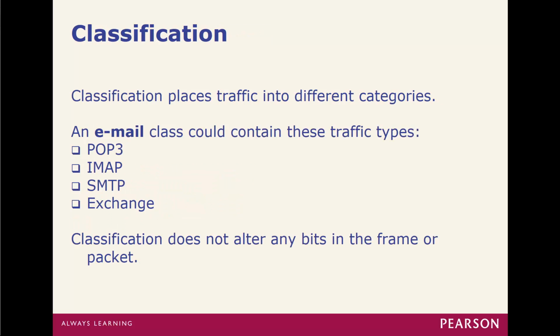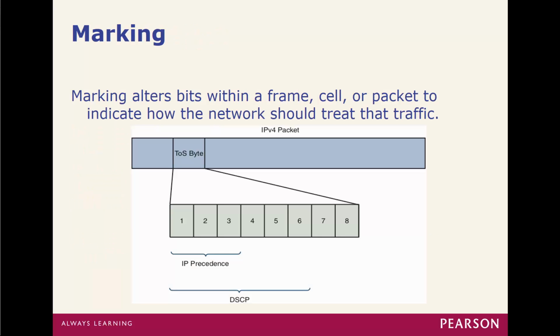So classification: we could classify things based off of protocols like POP, IMAP, SMTP, Exchange. The classification does not alter any bits in the frame or packet. It just separates traffic into different categories. Marking is actually altering bits within a frame, packet, or segment that will tell the network how to treat it. That's going to be a hard QoS, and then you set the precedence or QoS numbering.